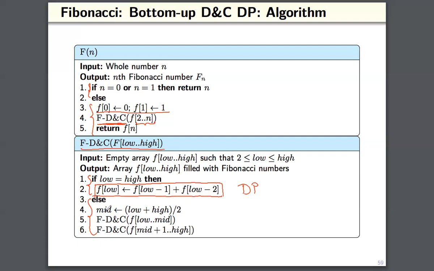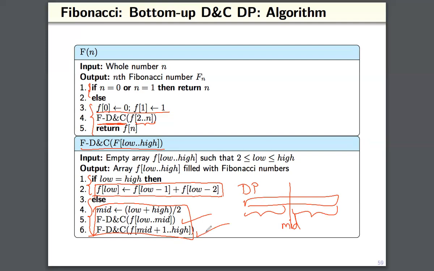Next. Else, here is the recursion case. You split the array into 2 at the midpoint, recursively compute the left half, recursively compute the right half, and you're done. That's it. That's your algorithm. So the recursion here is based on divide and conquer. The base case here is based on DP. So this is a divide and conquer DP.